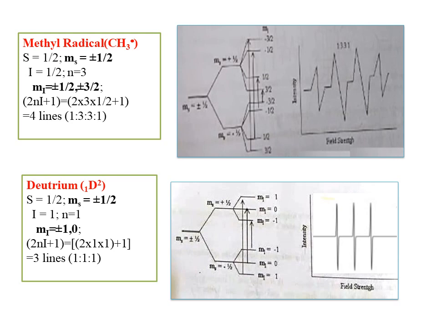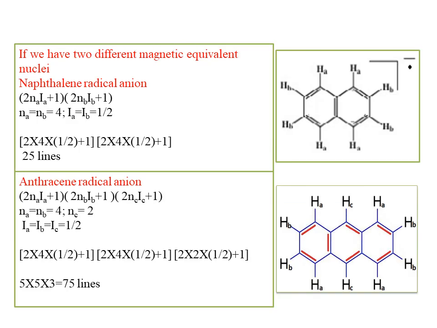For the deuterium nucleus, I value is 1 and there is only one unpaired electron. So, as per the formula, we get 3 lines. Since I is greater than half, the 3 lines appear with equal intensity.